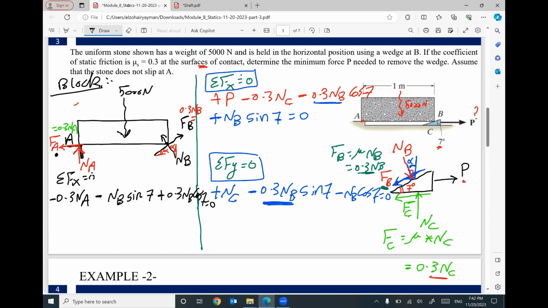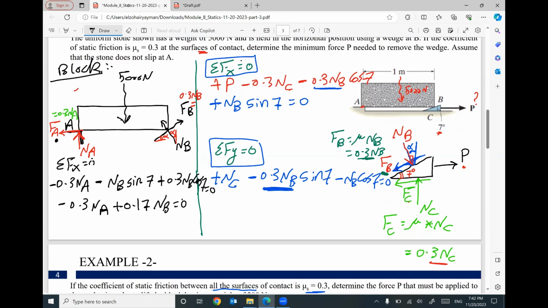You can simplify this one. It will be negative 0.3 NA, and we have negative sine 7 plus 0.3 times cosine 7. I got plus 0.17 NB equals 0. This is the first equation.